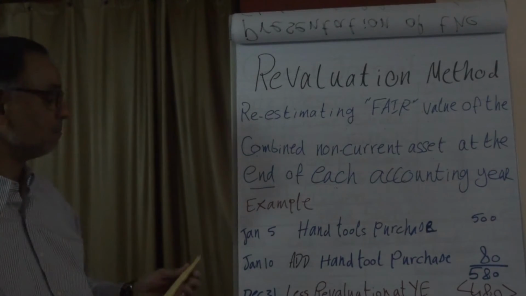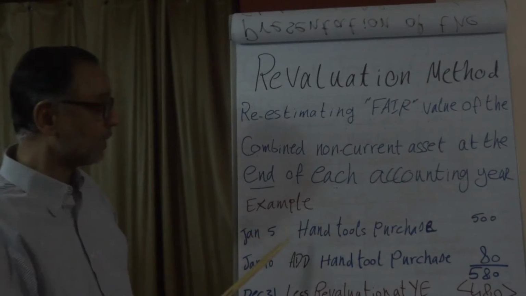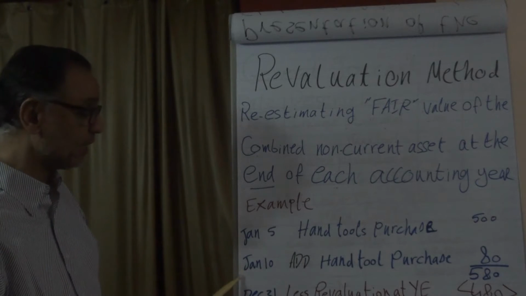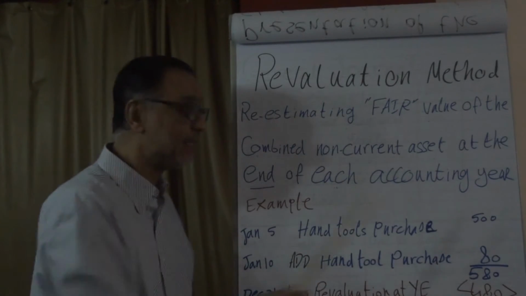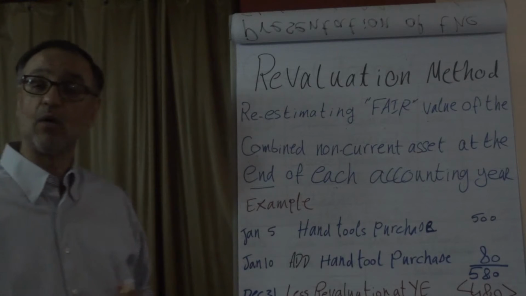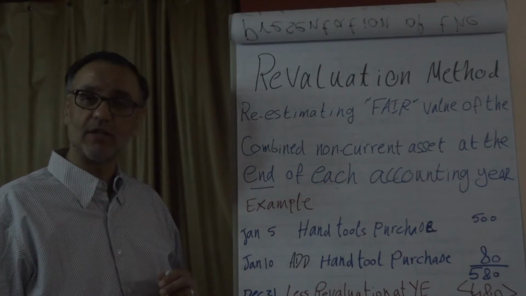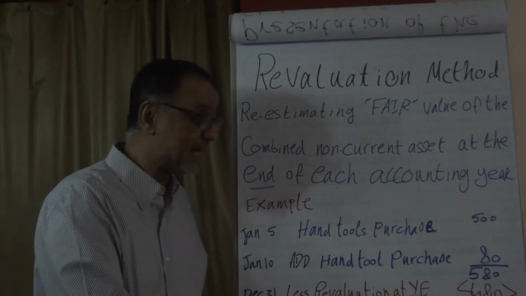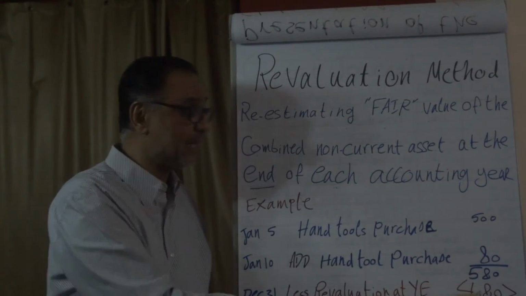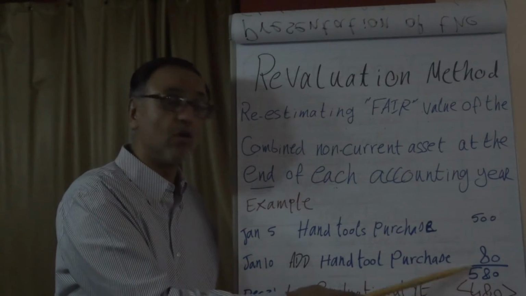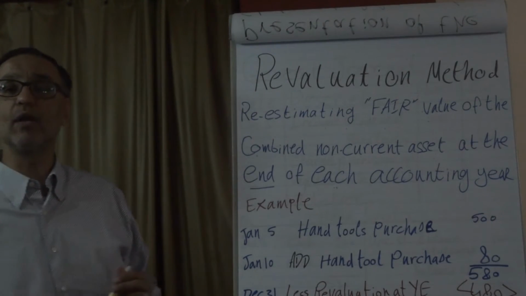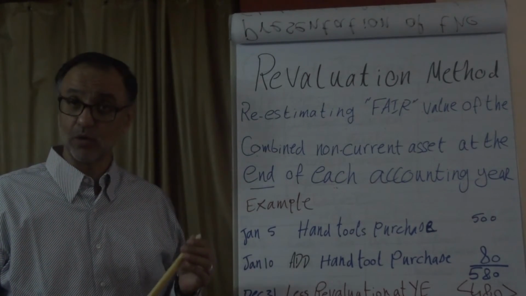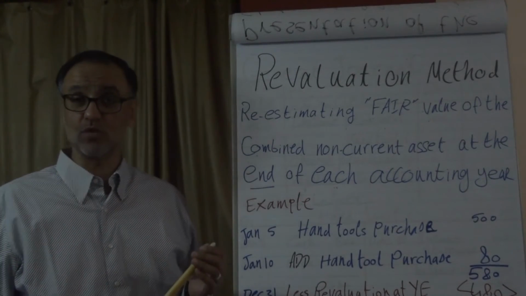Let's see the example. On January 5, we bought hand tools at $500. Then on January 10, we added hand tools for $80. The total is $580, so our asset's original cost is $580. At the end of the year, the revaluation at year end says that the fair value is $480, which means that we have lost $100. This $100 is our depreciation expense. It will be charged to the income statement as usual, but the credit part would be the asset account itself, not the provision for depreciation.